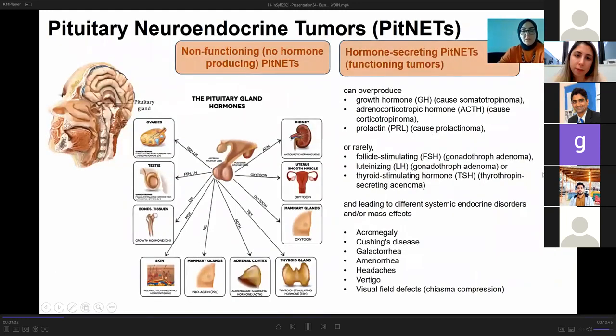Let's talk a little bit about the disease we are researching, which is pituitary neuroendocrine tumors. I call them PITNET hereafter. The pituitary is a bean-shaped tiny structure situated at the base of our brains, and it has two parts, anterior and posterior. These parts secrete different hormones such as growth hormone, prolactin hormone, adrenocorticotropic hormone, follicle-stimulating hormone, luteinizing hormone, and thyroid-stimulating hormone. And sometimes these hormones can be overproduced and can cause PITNETs.